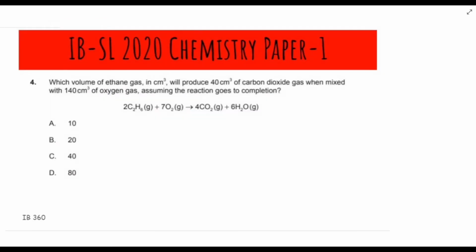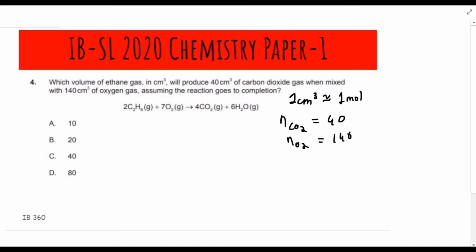Okay, so moving on to question 4. Which volume of ethane gas will produce 40 centimeter cubes of carbon dioxide gas when mixed with 140 centimeter cubes of oxygen gas? To solve this question, we have to adopt an analogy that 1 centimeter cube of volume is basically 1 mole. In the question we are given that moles of carbon dioxide is 40, moles of oxygen is basically 140. Now let's check how much oxygen is required to produce 40 centimeter cube of CO2.